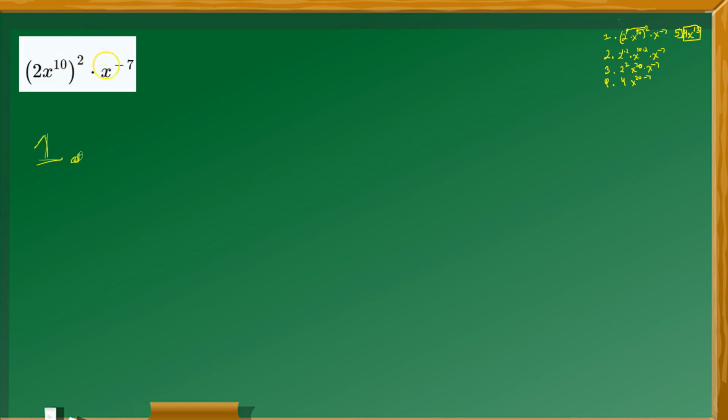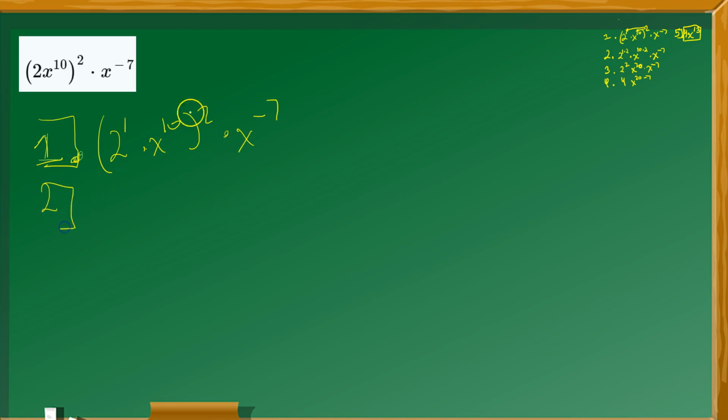In this video, let's take a look at simplifying this expression. So this is going to be step number 1. I'm going to say that is 2 to the first times x to the 10th. I'm going to be very clear on the exponents. And all of that raised to the second times x to the negative 7th. Remember, my dots indicate multiplication.